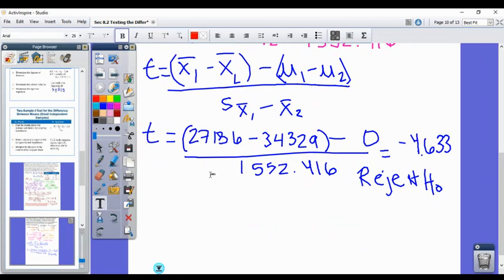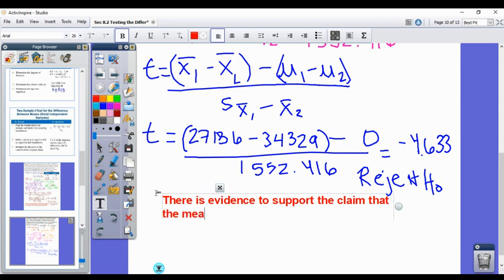Okay, so there is evidence to support the claim that the means are.